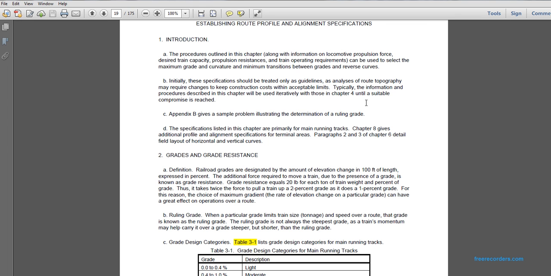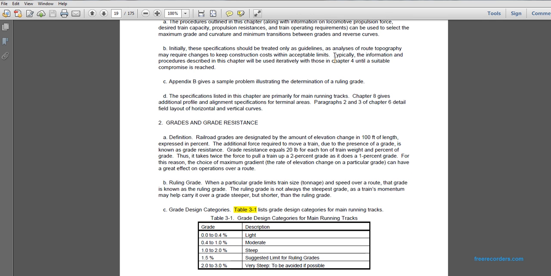B. The ruling grade. The particular grade that limits the train size and speed over the route is known as the ruling grade. The ruling grade is also known as the steepest grade. A train's momentum may help carry it over a grade steeper but shorter than the ruling grade. See the grade design categories.